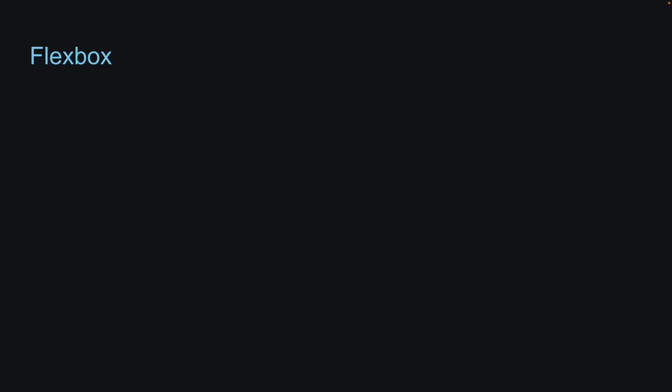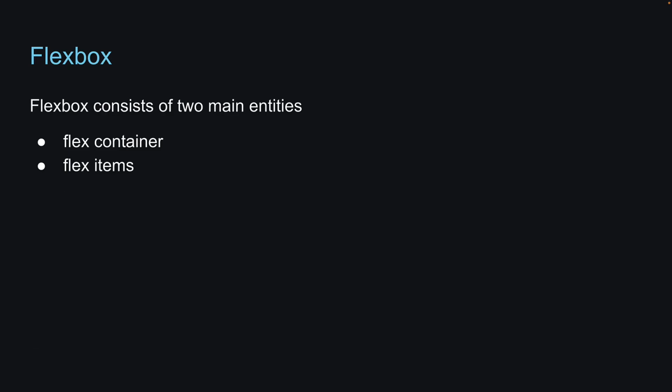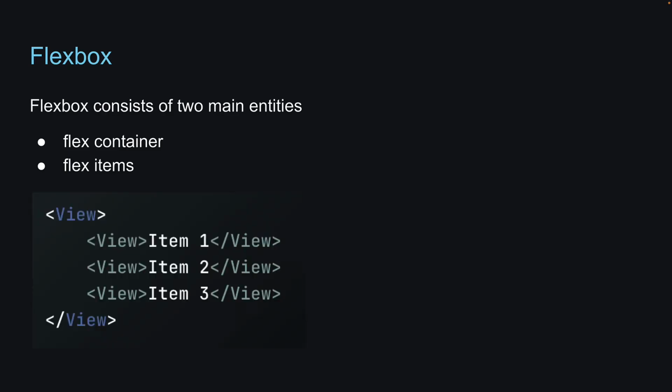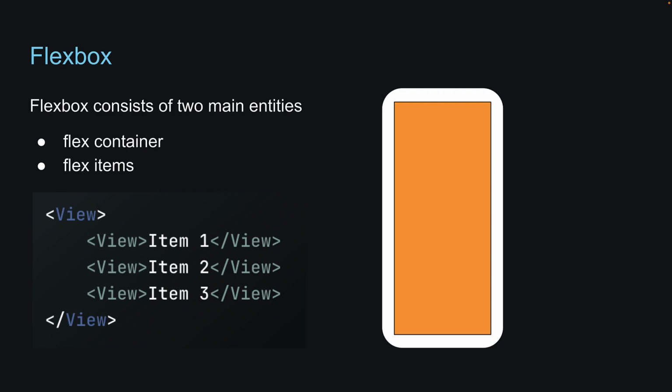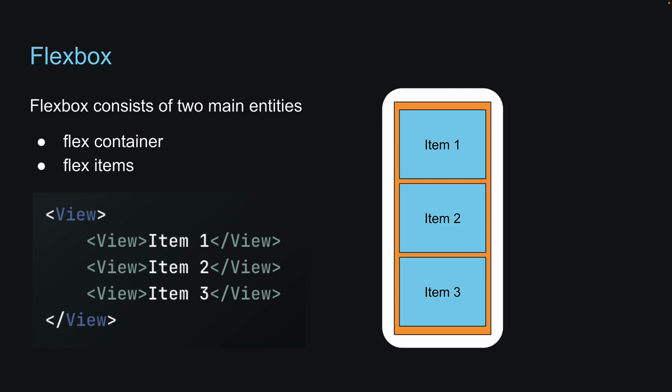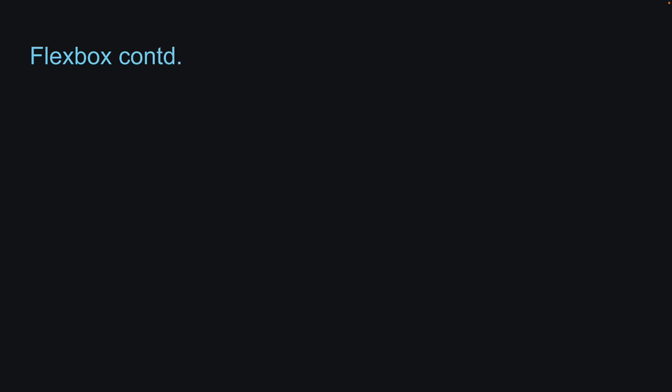Let's take a moment to understand what Flexbox is all about. In essence, Flexbox consists of two main entities, the Flex container and the Flex items. The parent container, usually a view component, is referred to as the Flex container, while the immediate children elements are called Flex items. In this sample UI we have here, the parent view acts as the Flex container and all the children views serve as Flex items. When working with Flexbox, we encounter two axes, the main axis and the cross axis.